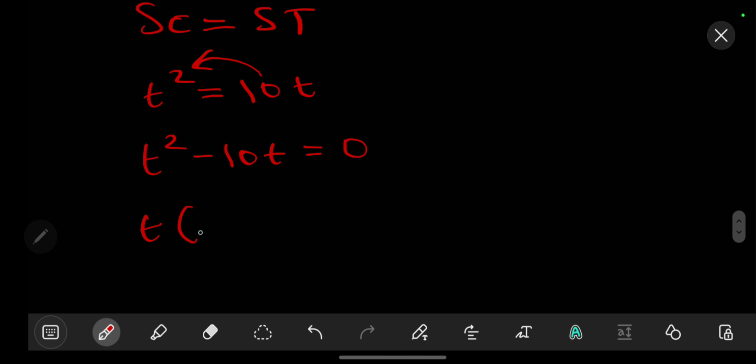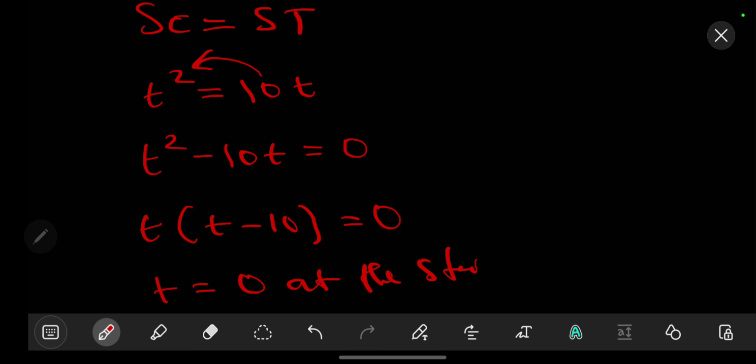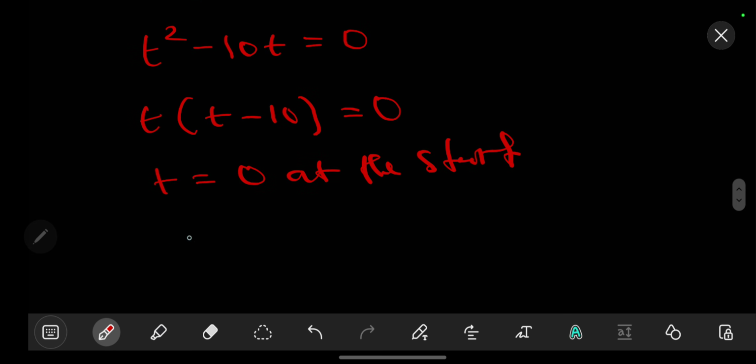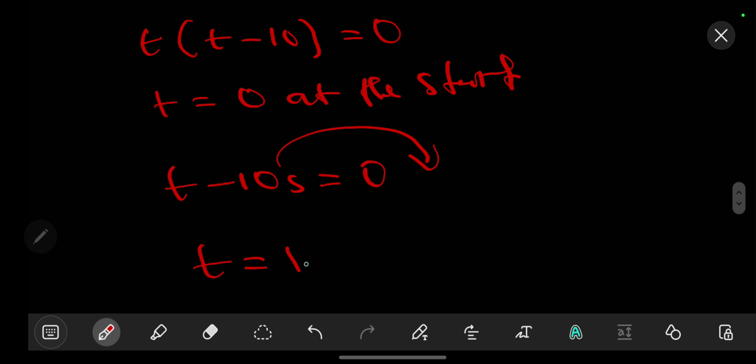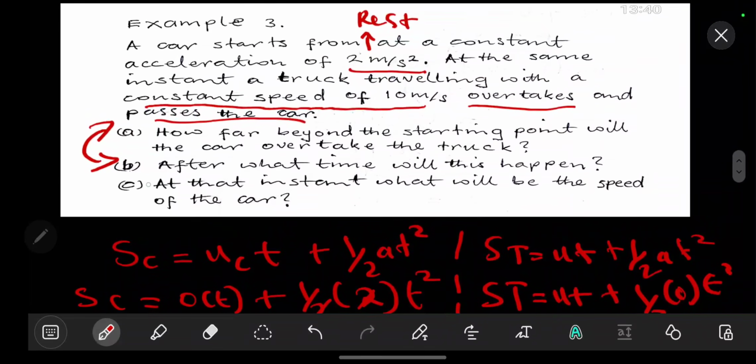Factorize, t is common, we are remaining with t minus 10 should be equal to 0. So t is equal to 0. This means at the start of the journey, t is equal to 0. But the one we are looking for is t minus 10 should be equal to 0. We take the 10 this side. So the time taken will be equal to 10 seconds. So it takes 10 seconds. So we have answered after what time will this happen.